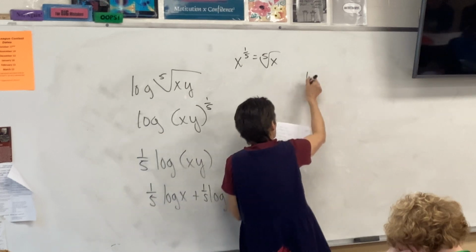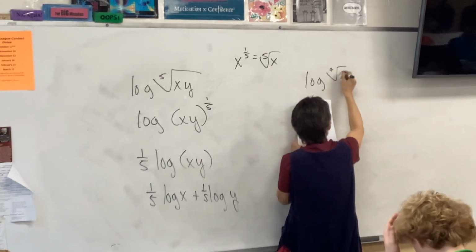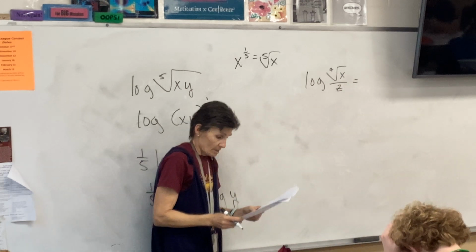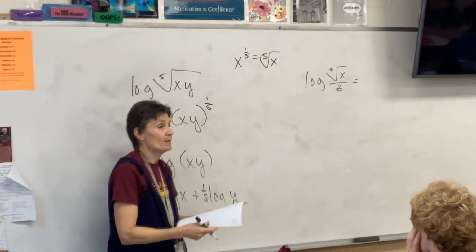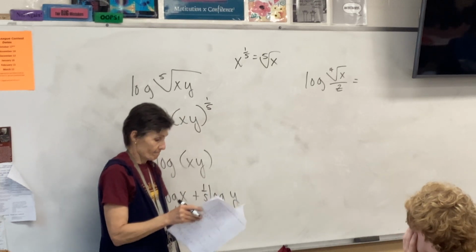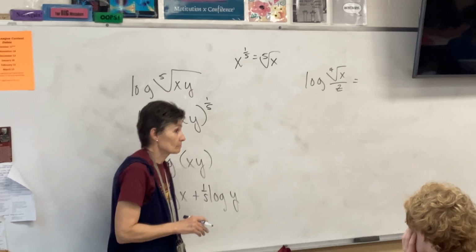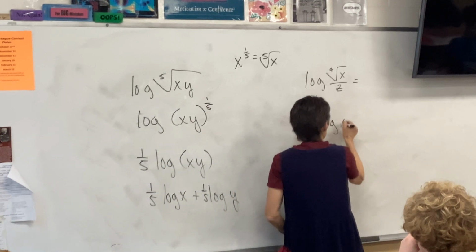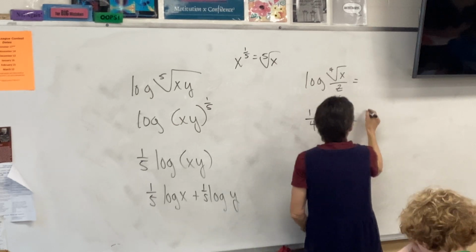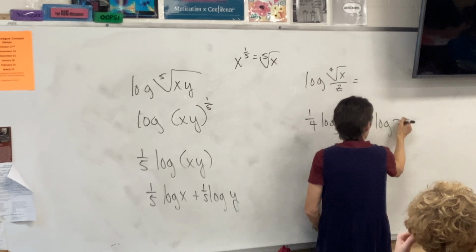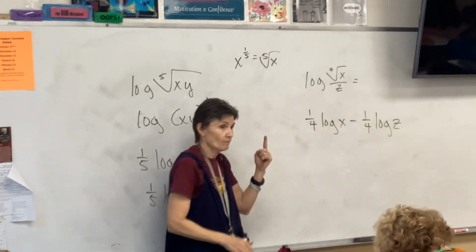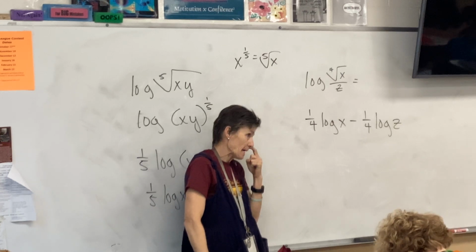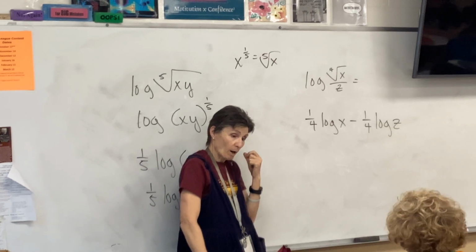All right. Log 4th root of x over z. So tell me what you think about this. I'm listening to Owen again: 1/4 log x minus 1/4 log z. Now, first of all, do we need a minus? Yes, we need a minus because this is a division problem.